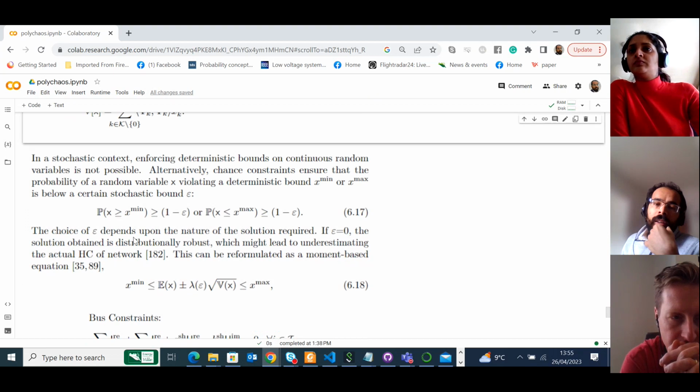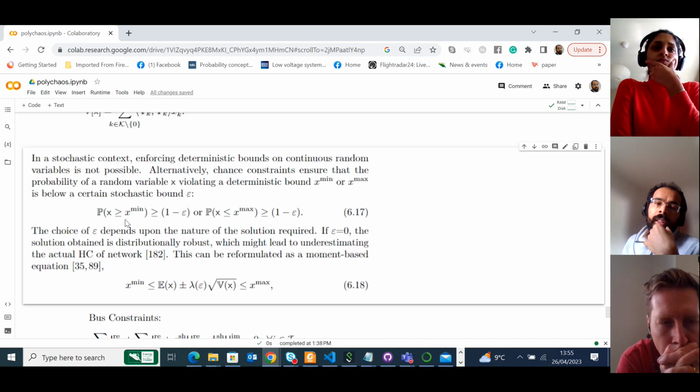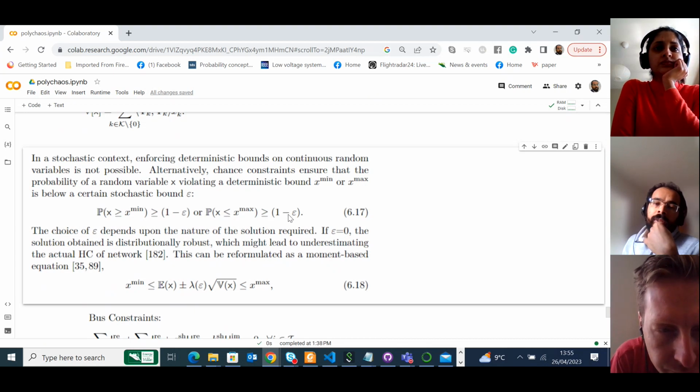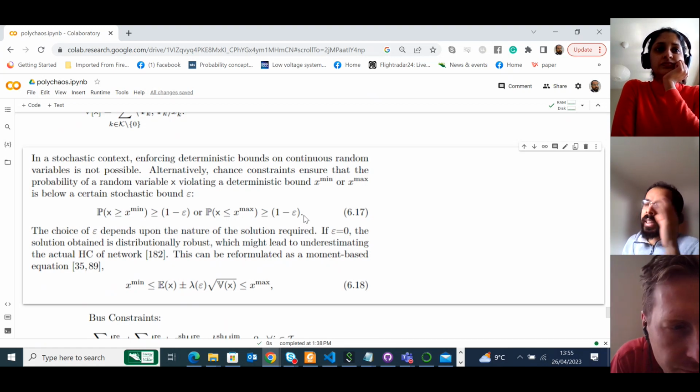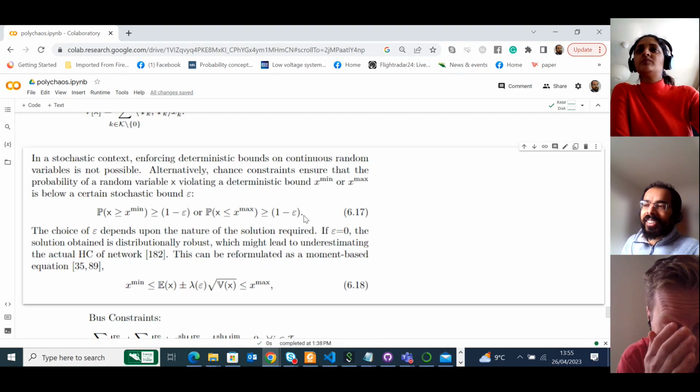Okay. And the stochastic bound eta is usually implemented like this. The probability of x greater than or equal to x mean is greater than or equal to 1 minus eta, or x less than this is always greater than 1 minus eta, right? So this is how a probabilistic chance constraint is implemented. This can never be kept in an OPF problem because it won't really work.